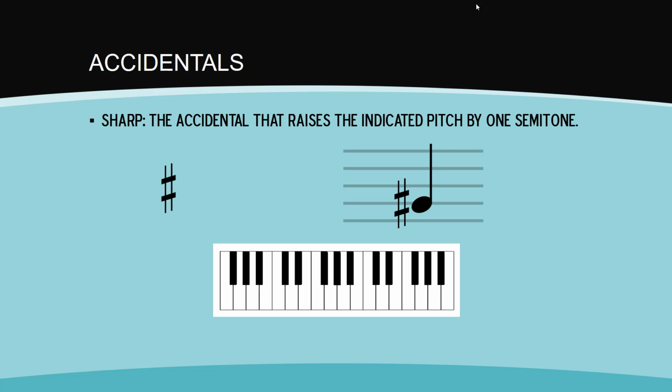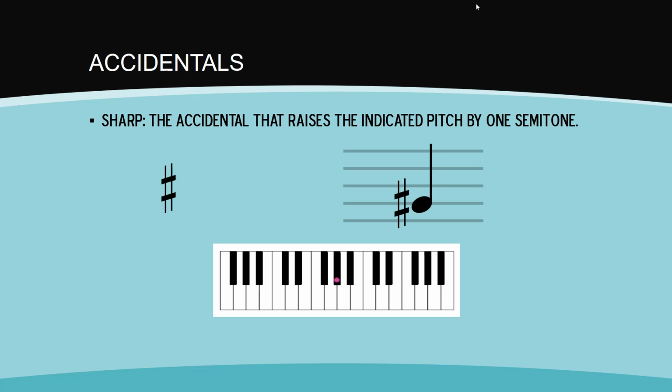Here's what G sounds like. And here's what G sharp sounds like. It is slightly higher sounding. On a piano keyboard, G is located here. When we add the sharp, it raises the pitch by a half step. Therefore, G sharp is located here.